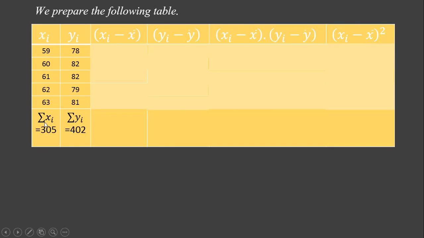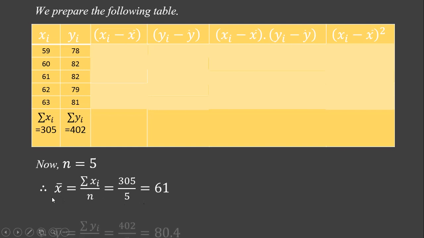So using summation xi and summation yi and the number of observations, 1, 2, 3, 4, 5, n is equal to 5. First we find x bar and y bar. Now n is equal to 5. X bar is equal to summation xi upon n, is equal to 305 upon 5, is equal to 61. Y bar is equal to summation yi upon n, is equal to 402 upon 5, is equal to 80.4. So we have x bar and y bar.